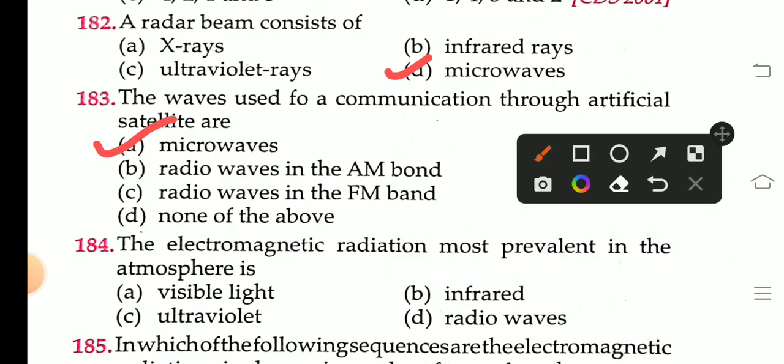Next, the electromagnetic radiation most prevalent in the atmosphere is. Right answer will be option B. Infrared.